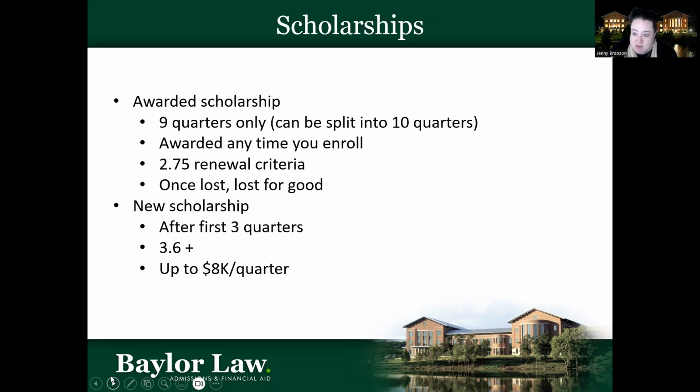As you saw in your decision letters, there is a cumulative 2.75 renewal level required after your first year. Your first year is your first 3 quarters, so summer, fall, winter. So in the spring, you would have to have a cumulative 2.75 GPA in order to renew it. Typically, once you lose your scholarship, that is lost for good.